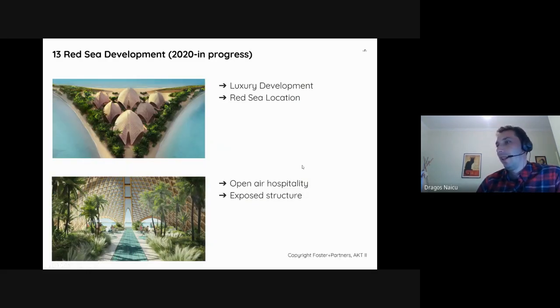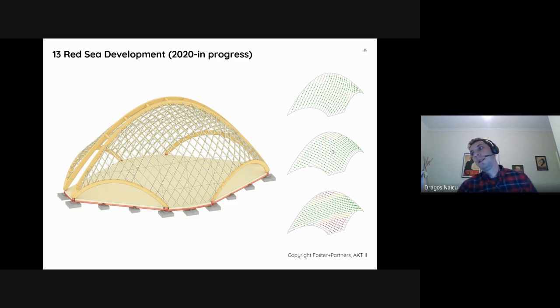And finally, there's a project I worked on while I was with AKT as a luxury development in the Red Sea in Saudi Arabia, where this hospitality entrance for some hotels, some villas, are to feature these two big grid shell type domes. So here we had a different case where the form finding was not there. We had a given surface and we had a lot of work to do to try to fit a timber grid on it that could work as an elastic grid shell.